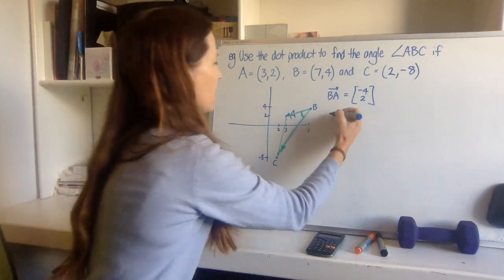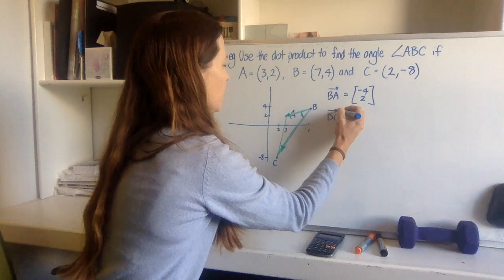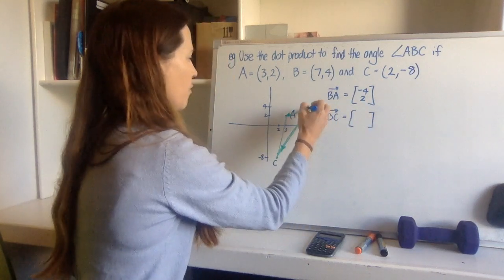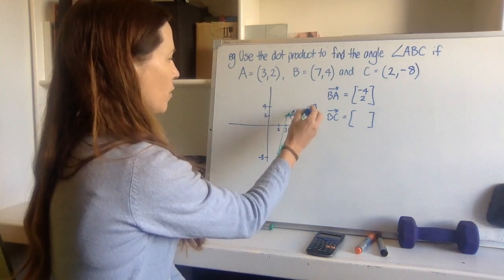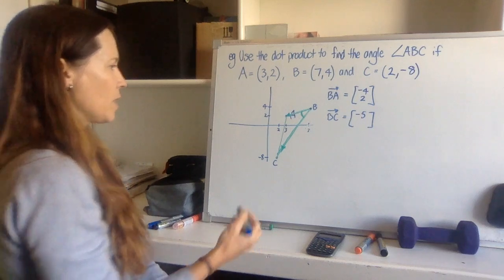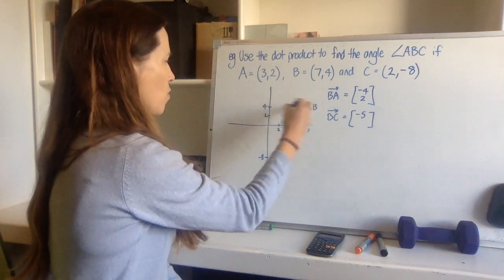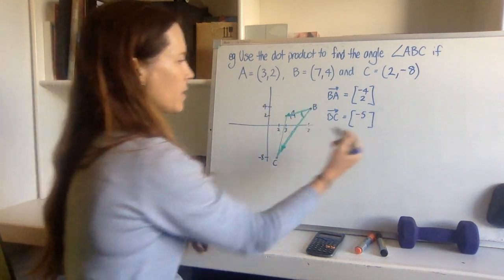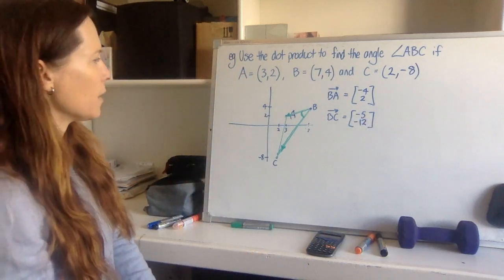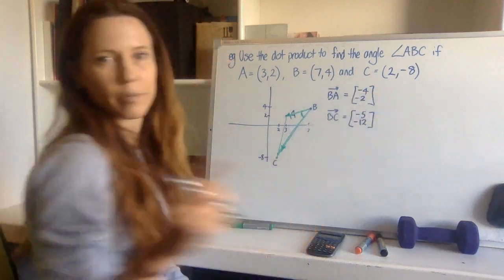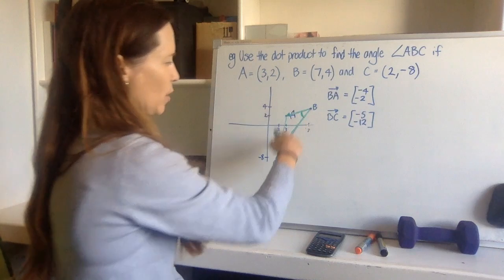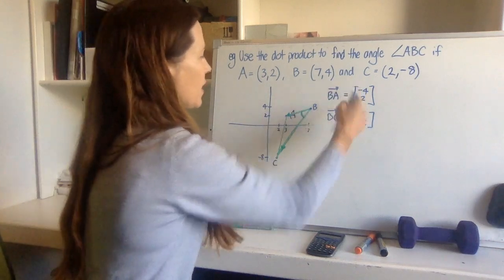And then BC as a vector to go from B to C. Well, how do you get there from here? Well, you need to go from 7 across to 2, so we need to step 5 steps to the left, and then you need to go from 4 all the way down to -8, so that's a distance of negative 12 because we're going down. In fact, this one should have been -2. Hopefully you spotted that. So we're going left and down to get to both points. So all of these are negative numbers.